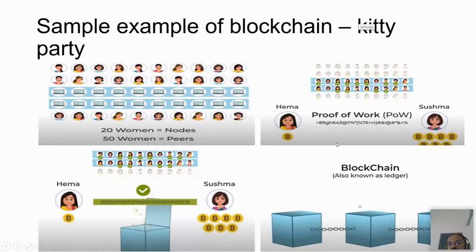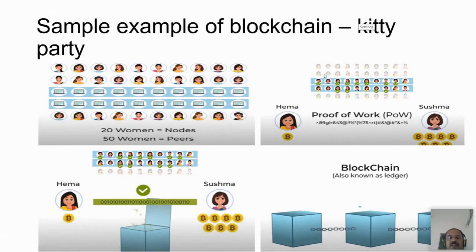And if any transaction happens, that is what is the proof of work. That should be recorded not by only one person, and most of the people have to agree and validate that, okay, this particular transaction has happened. Only then does that transaction get into the blockchain.